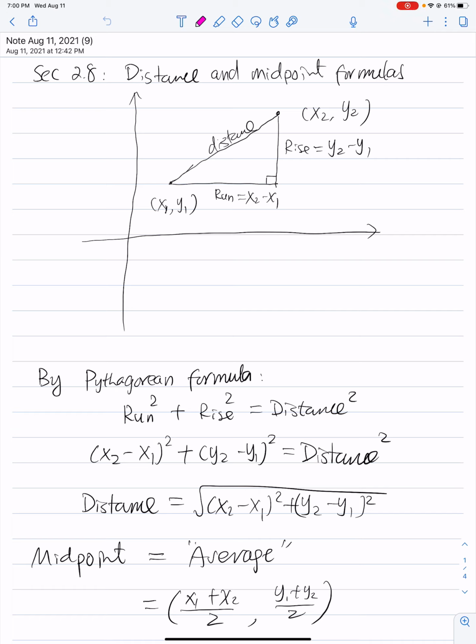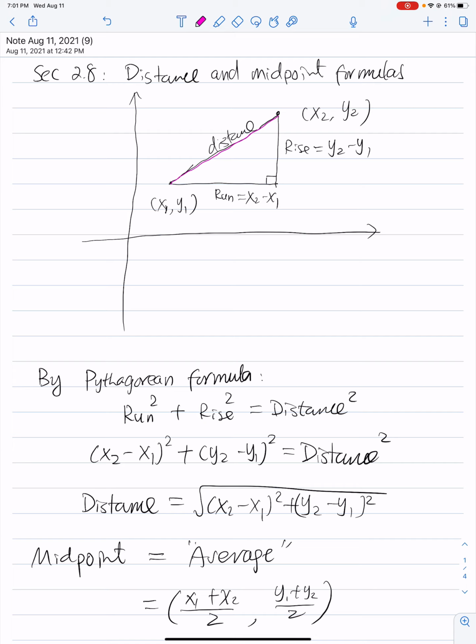So we wanted to talk about the distance and midpoint formulas in this section, and we will also cover the standard form of the equation of the circle. So first, let's talk about what the distance and midpoint formulas are. We are given two points, x1, y1 and x2, y2. We want to find the distance in between.